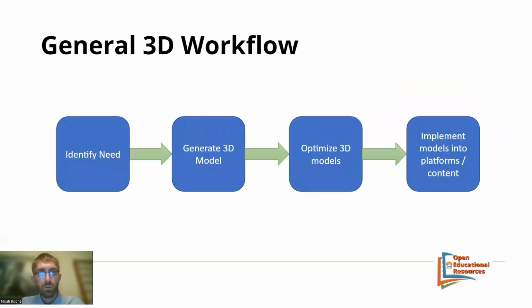So, our general 3D workflow follows 4 basic steps. The first step, identifying need, figuring out what the subject is that would benefit from having a 3D content created from it. The next step, generating a 3D model, which can be done in a variety of different methods.